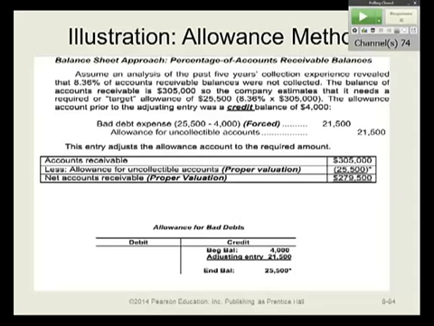Now, again, that sort of forces the expense. What's the expense that matches cost with revenue? The percentage of credit sales is 24,000. That's the expense you really should have on your income statement. But since you're not emphasizing the income statement with this method, your focus is on the balance sheet and the net realizable value of accounts receivable, your adjustment would be 21.5. And I'll show you that entry in a second.